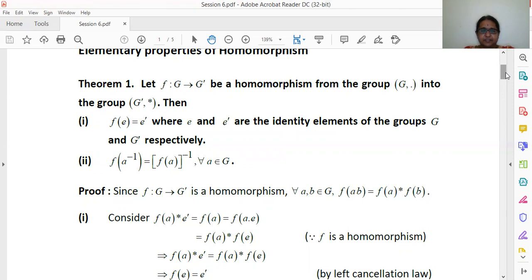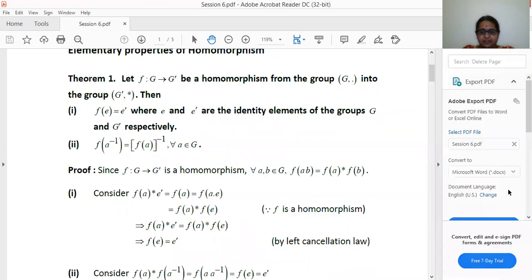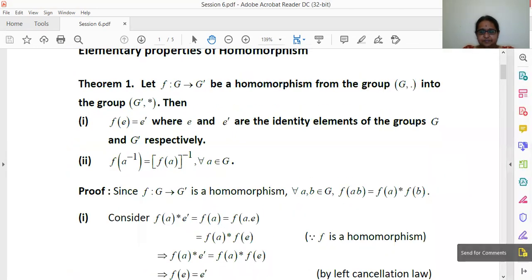a is an element of G, so a is nothing but a dot e. Therefore, f of a is equal to f of a dot e. Since f is a homomorphism, f of a dot e can be written as f of a star f of e. Therefore, f of a star e dash is equal to f of a star f of e. By the left cancellation law, we can write this as e dash is equal to f of e, or f of e is equal to e dash.